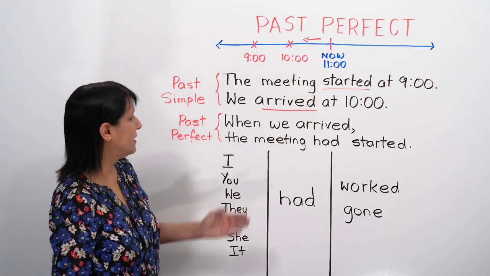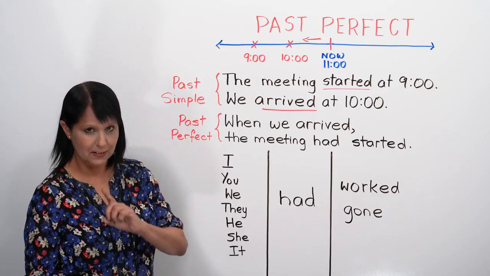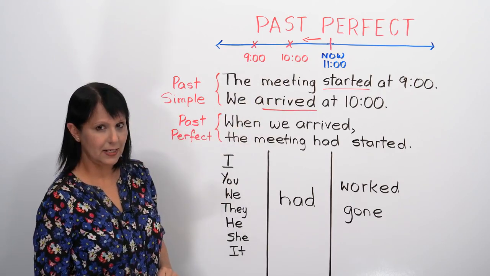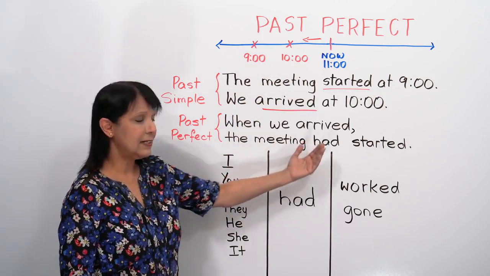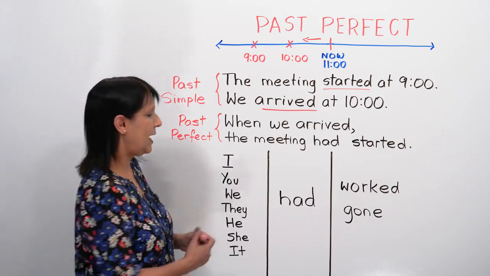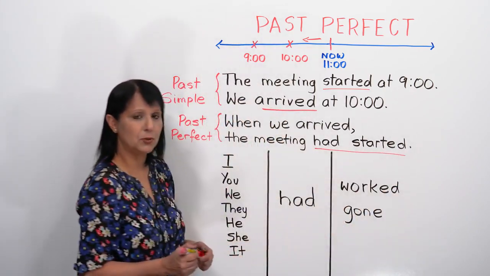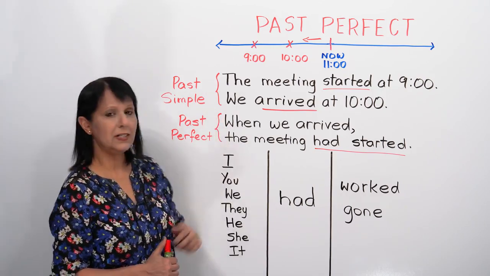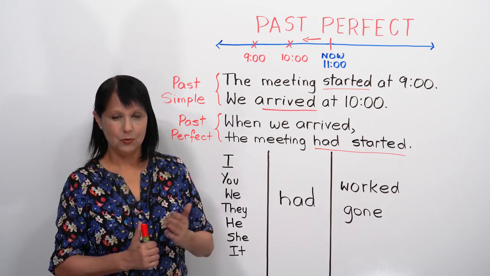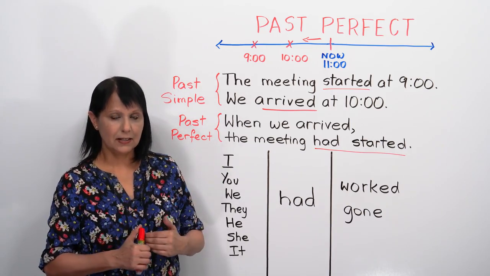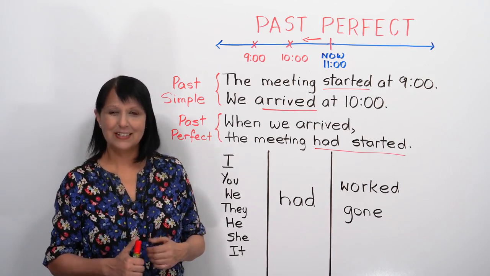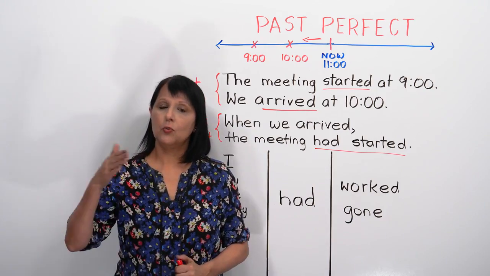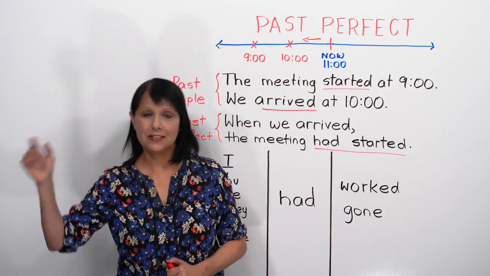Let me show you. So the past perfect sentence would be like this. When we arrived, right, at 10, the meeting had started. So had started is the past perfect tense. So what does this tense allow us to do that this one did not allow us to do? What it did is it allows us to show or talk about two or more things that happened in the past, and we want to show which of those things happened first in the past.